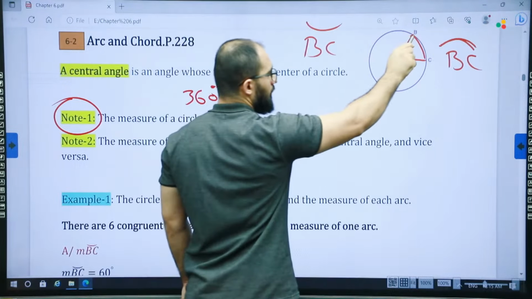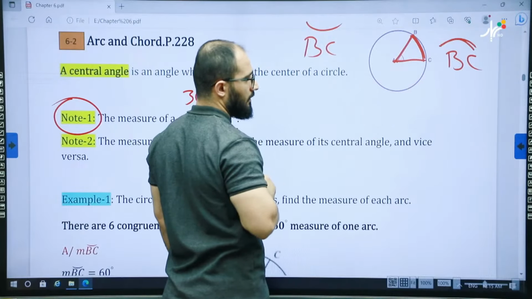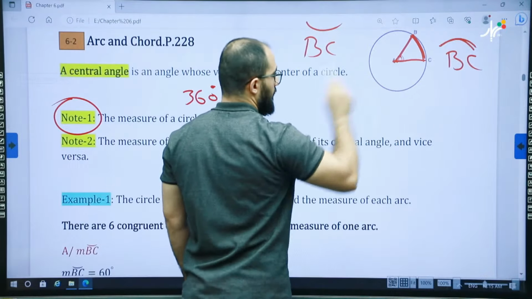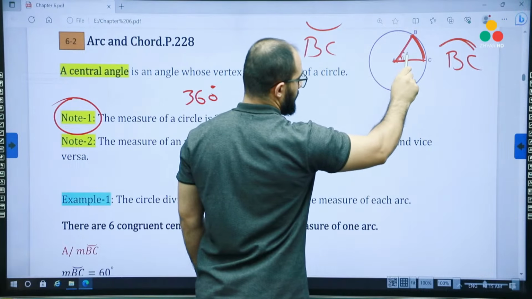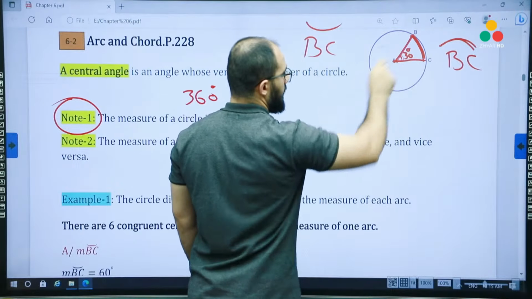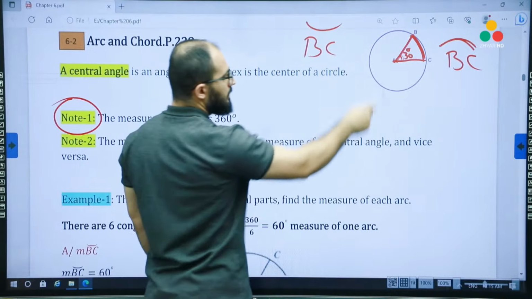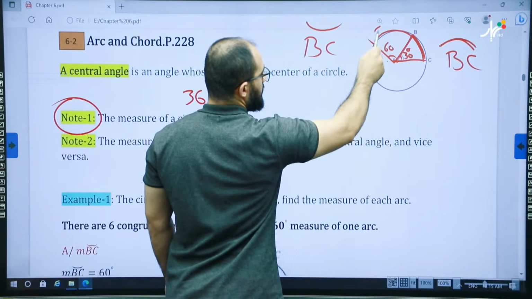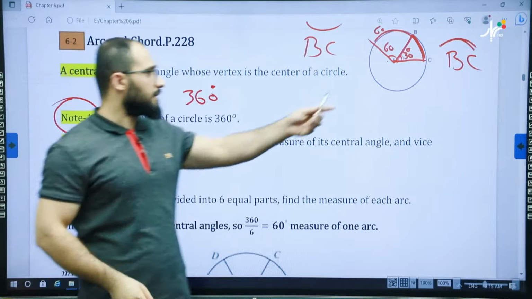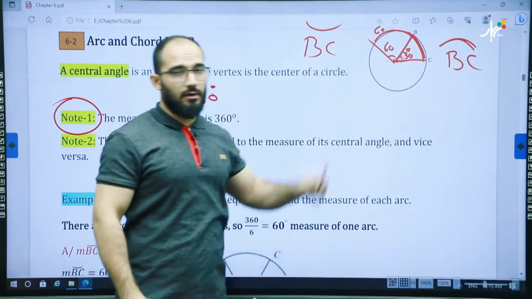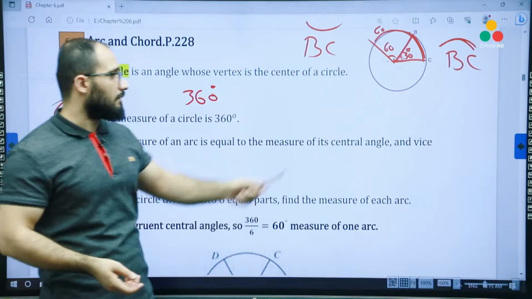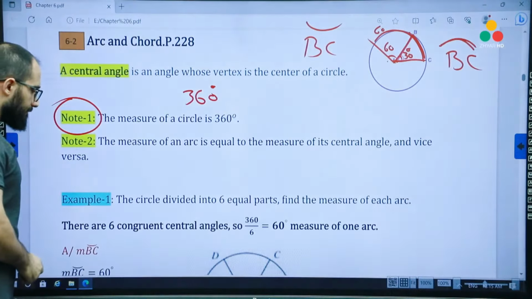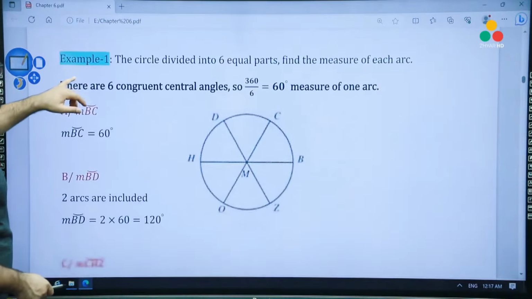If you want to find the measure of arc BC, then what is the measure of BC? It is equal to the central angle. For example, if this central angle is 30 degrees, then the arc is 30 degrees. If this central angle is 60, then the arc is 60. Whatever it is, the measure of the arc is equal to the measure of the central angle, or the measure of the central angle is equal to the measure of the arc. Their measures are equal.